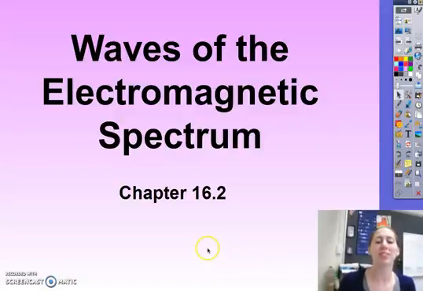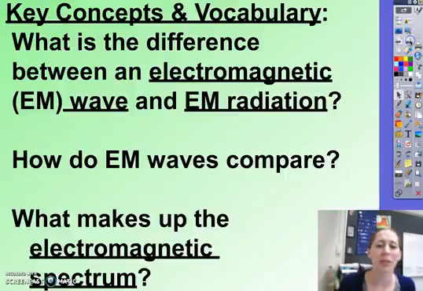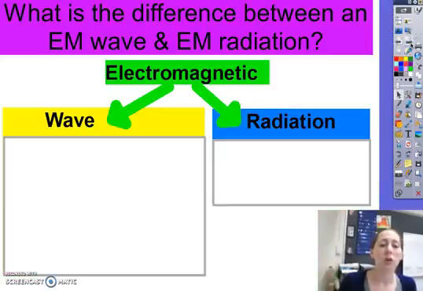And gentlemen, this is Waves of the Electromagnetic Spectrum and correlates to Chapter 16.2 in your textbook. Your key concepts and vocabulary for this video are: what is the difference between an electromagnetic wave and an electromagnetic radiation? How do electromagnetic waves compare? And what makes up the electromagnetic spectrum?